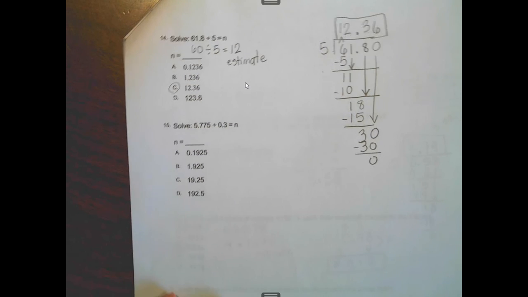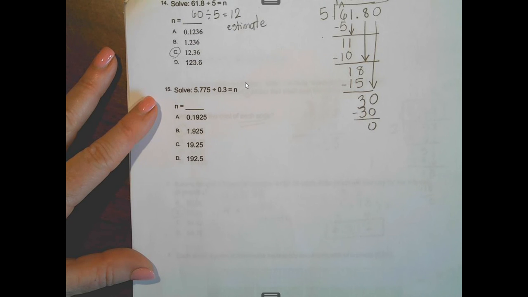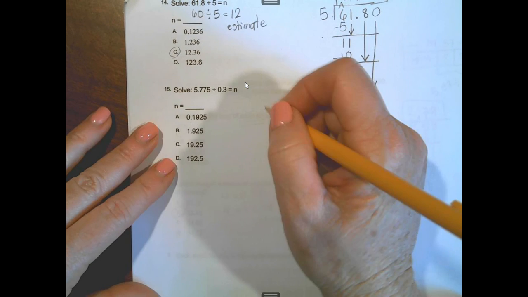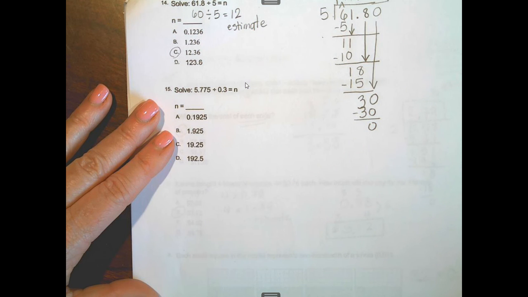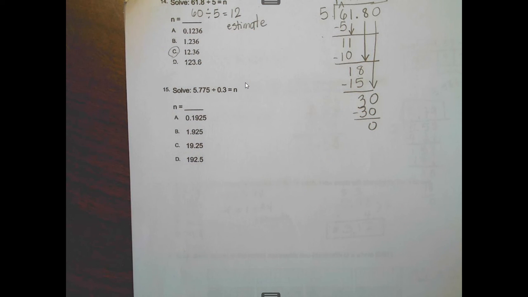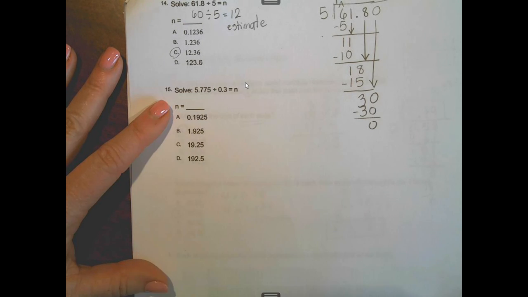Our last problem, number 15. We're dividing 5.775 by 3/10. A lot of us really struggle with our estimating on these decimal problems. So I tell you, if that's the case, this might be the one time you're going to skip the estimate. All right. So I am going to set it up.